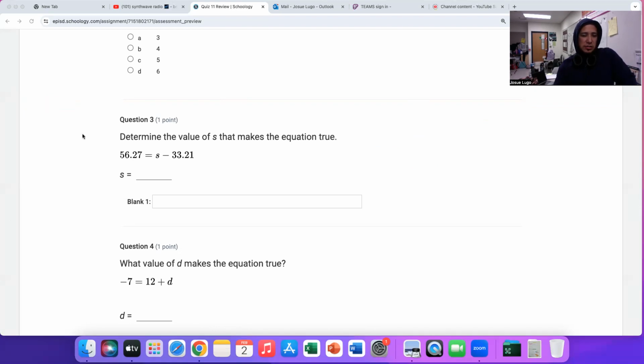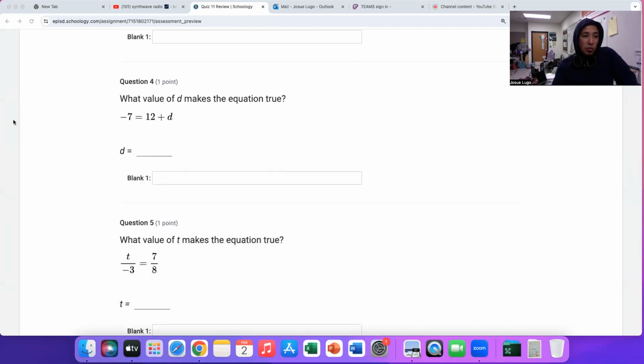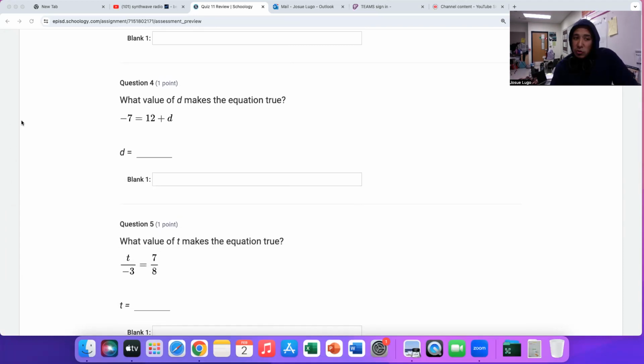Even quicker still. Number 4, what value of D makes the equation true? Again, isolate the variable. When in doubt, isolate the variable when you're dealing with equations. So we have -7 is equal to 12 plus D. All right, let's isolate the variable.